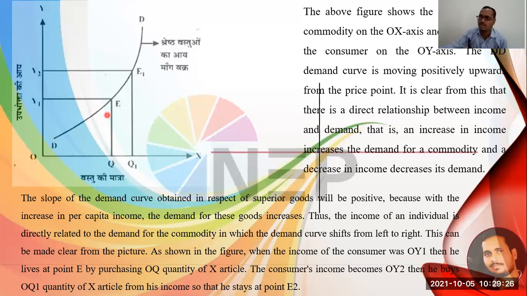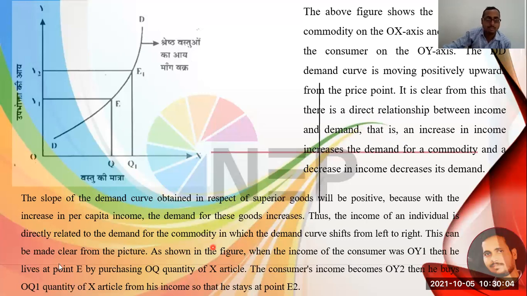The above figure shows, as we discussed earlier, that there is a direct relationship between the income and the demand. That is, an increase in the income increases the demand of commodities, and a decrease in income decreases its demand. The slope of the demand curve obtained in respect of superior goods will be positive, because with the increase in the per capita income, the demand for these goods increases. Thus, the income of individuals is directly related to the demand for the commodities, in which the demand curve shifts from left to right.